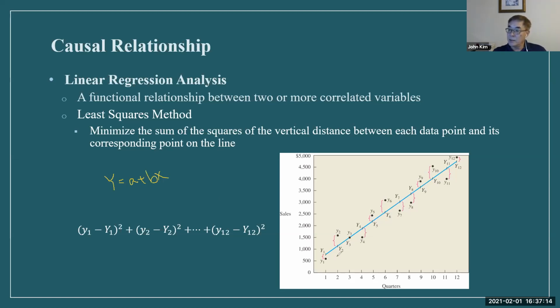So many lines we can draw. Among them, the distance between forecasting and actual, this distance, that is y1 minus y, actual minus forecasting, and then square. Because it can be negative, to get rid of that negative, square, and then try to find the least distance. So that is the least square method.